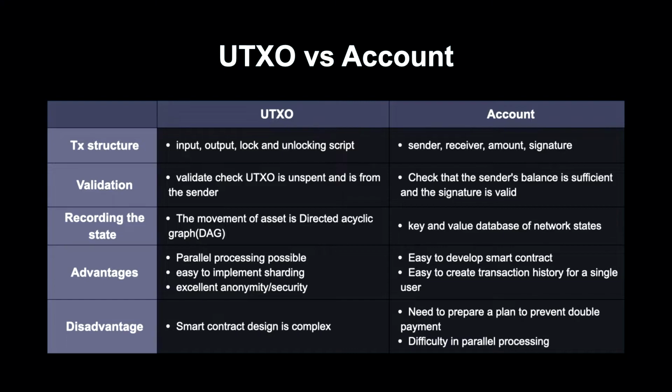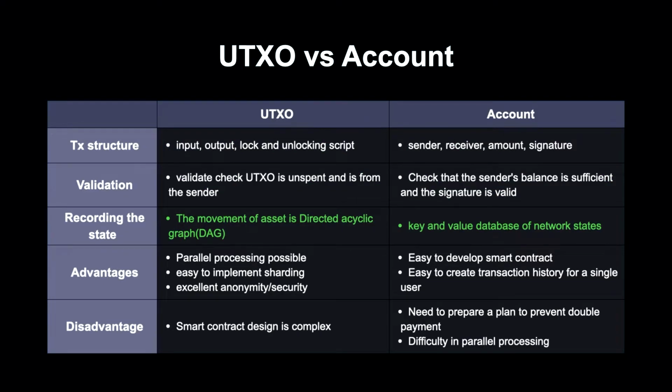So here's the table. For a transaction, UTXO consists of input, output, lock, and unlocking script. And UTXO is based on who the owner is. And for account, it's comprised of sender, receiver, amount, and signature. And it checks whether the sender's balance is sufficient and the signature is valid.